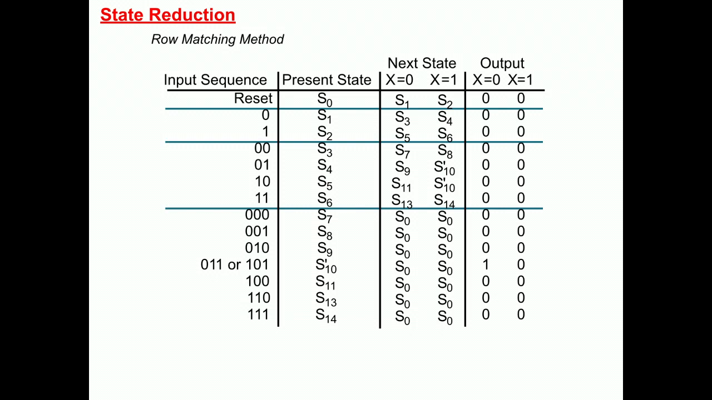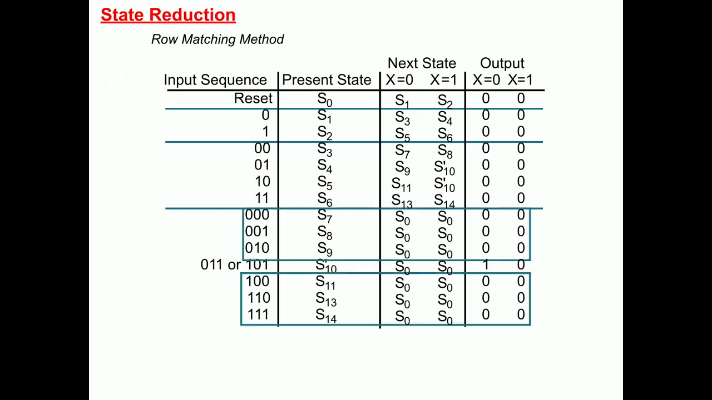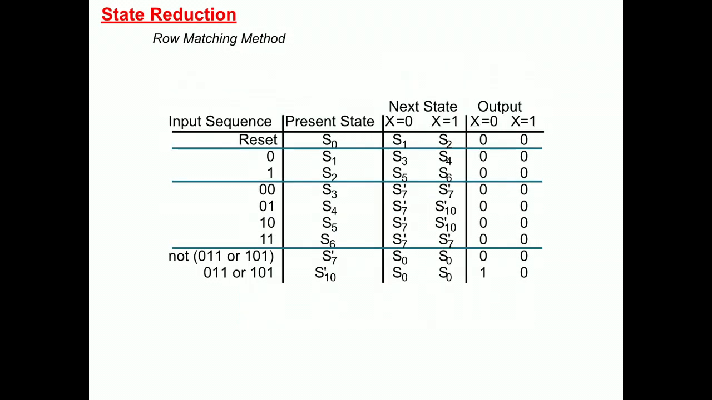And we can keep going with this kind of procedure. Look at these blocks of states, 7 through 9. They all have the same next state behavior and the same output behavior. Same thing with this block. So those can all get reduced down. All six of these reduce down to S7 prime, which is shown here.